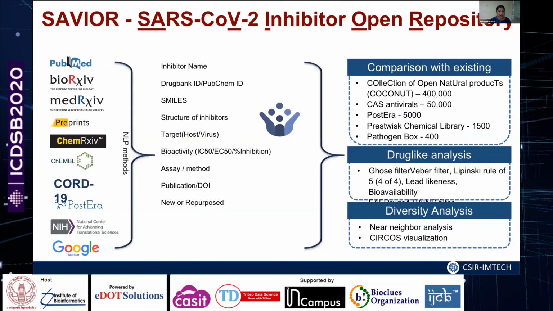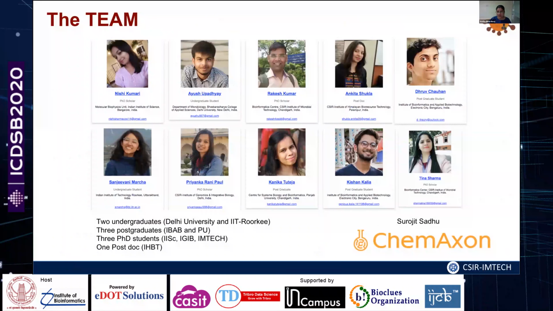And this is, again, I'm not going into details. This is our response to the pandemic. We cannot just not contribute to what's going on with COVID-19. So we realized that there was a huge problem because everybody is reporting inhibitors of COVID-19, but nobody knows what chemical space we are looking at. So we came together and developed this open repository. It is accessible online, and an entire team came together to build this one.